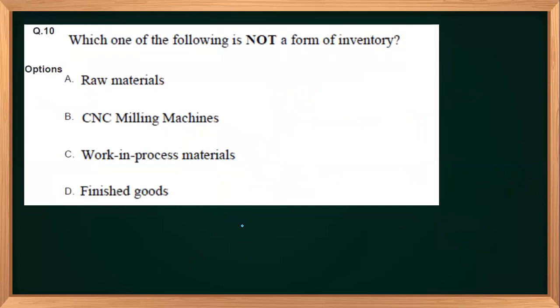Yeah, this is from inventory. Which one of the following is not a form of inventory? Raw materials, CNC milling machines, work in process materials, and finished goods.